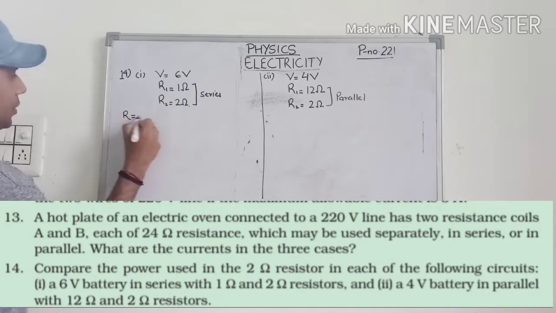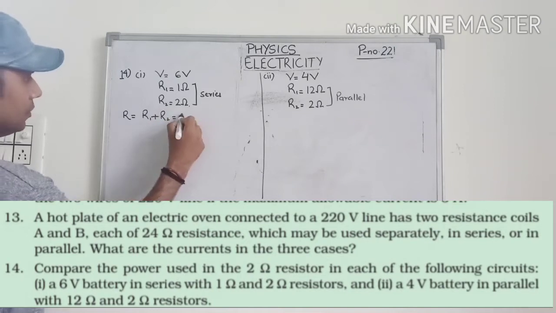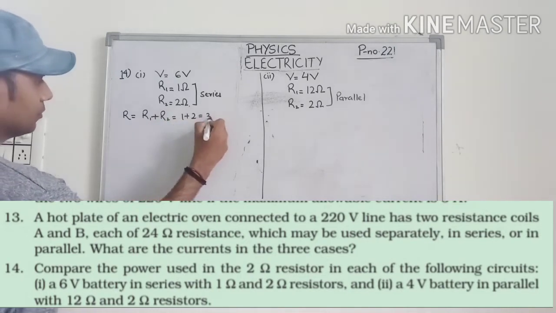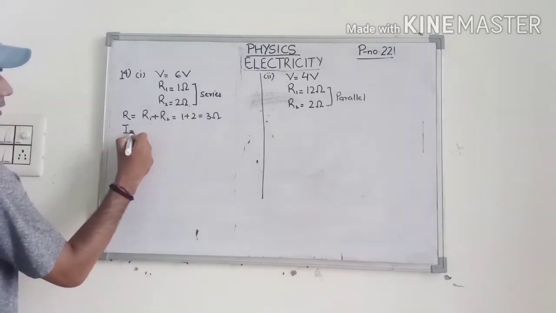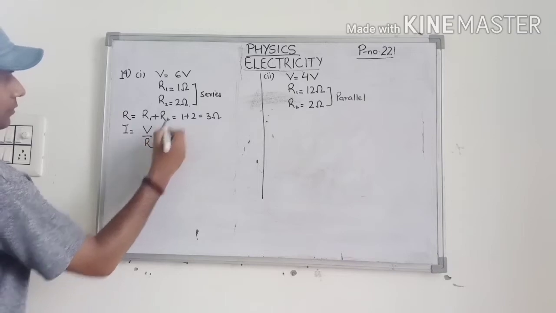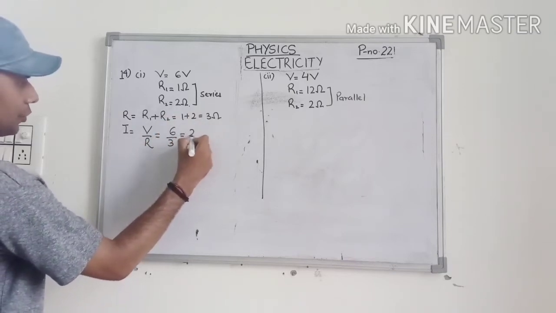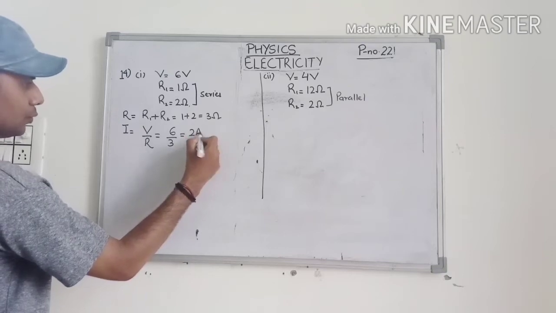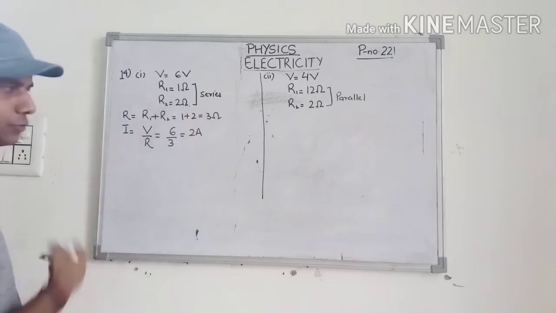So for that you have to find out the total resistance in the series combination, that is R is equal to R1 plus R2, which is 1 plus 2, that is equal to 3 ohms. Now find the electric current, that is V upon R. What is V? It is 6 and total resistance is 3. So what you will get? 2 amperes. Now this 2 amperes current will flow through the R2 also.